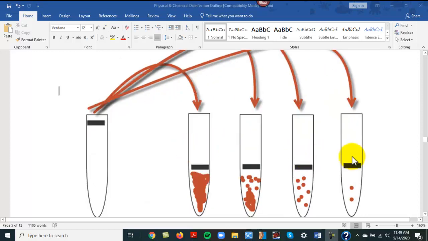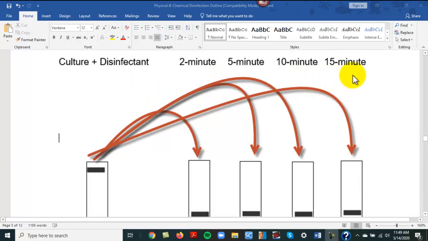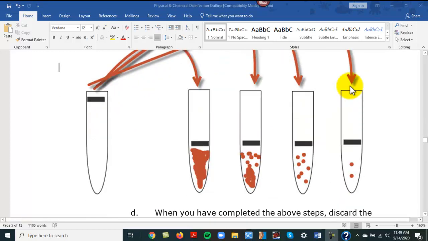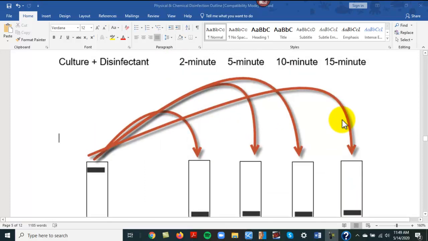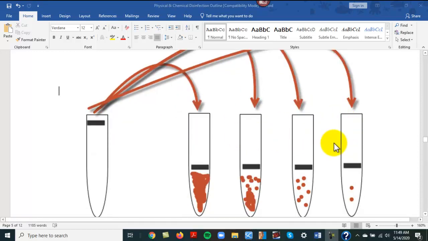If you have growth in all 4 tubes, that's not a very good disinfectant. It means even after 15 minutes, it hadn't killed all the cells. If you have no growth in the tubes, that's a very good disinfectant, which Clorox is. It also kills the coronavirus. But anyway, that's how you look at these.